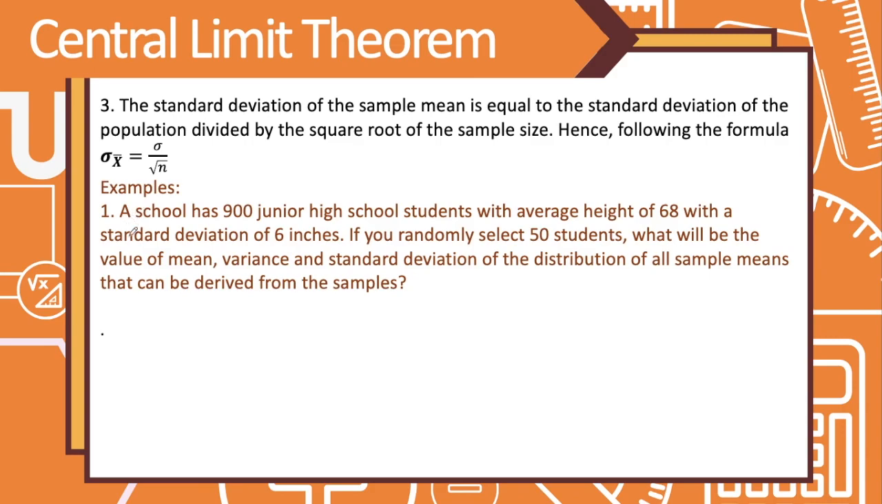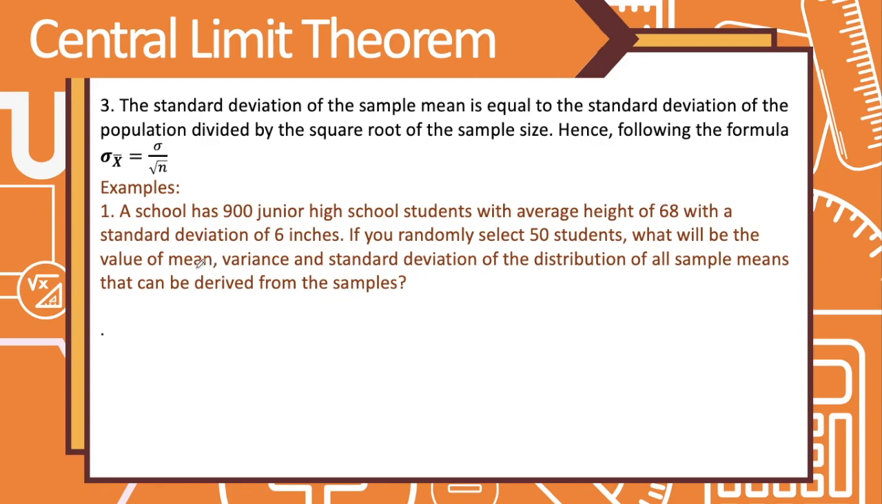Example number 1. A school has 900 junior high school students with average height of 68, with a standard deviation of 6 inches. If you randomly select 50 students, what will be the value of the mean, variance, and standard deviation of the distribution of all sample means that can be derived from the samples? So, instead of constructing the sampling distribution of this situation, pwede rin na gamitin natin yung mga property na na-discuss kanina under central limit theorem.